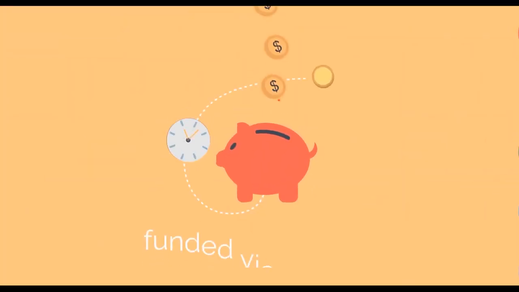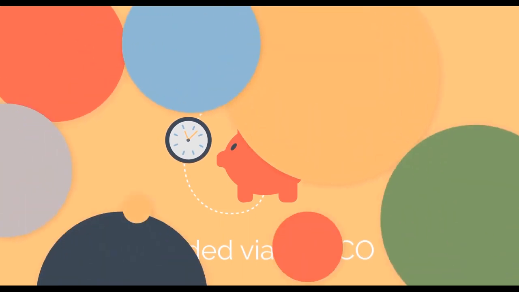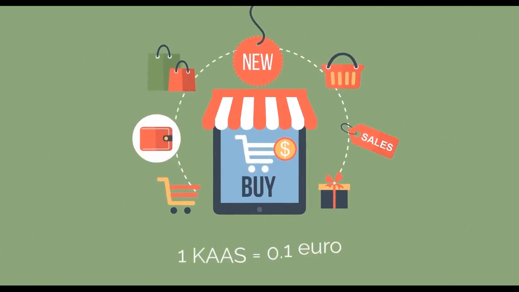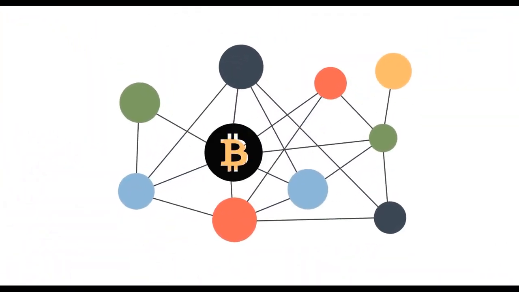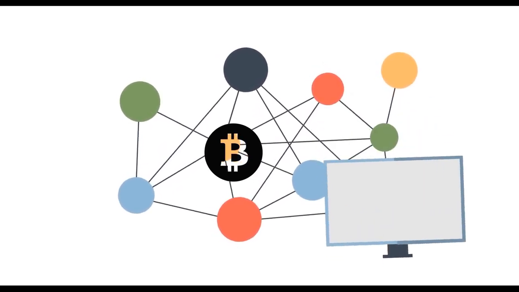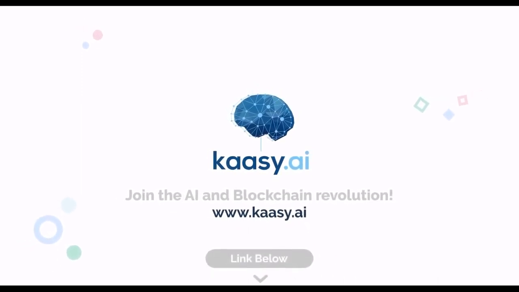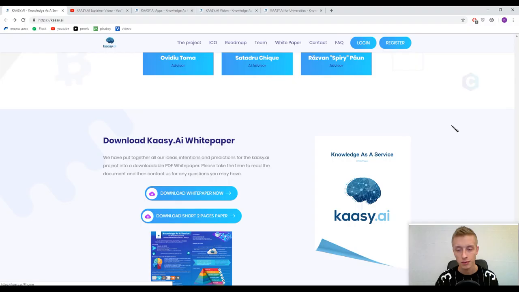Development of this complex system is being funded via our ICO, initial coin offering, in which you or our investors can buy a total of 60% of the Kaas tokens. Join our ICO today and get your share of new blockchain powering a decentralized, democratized, skills-oriented global AI computer system. So what are you waiting for? Join the AI and blockchain revolution. Buy your tokens today from www.kaasy.ai.